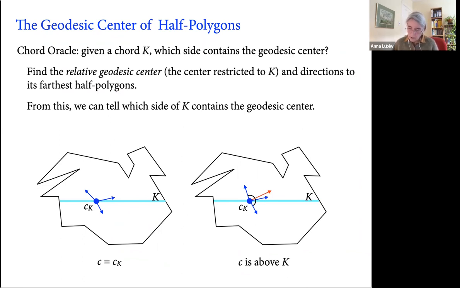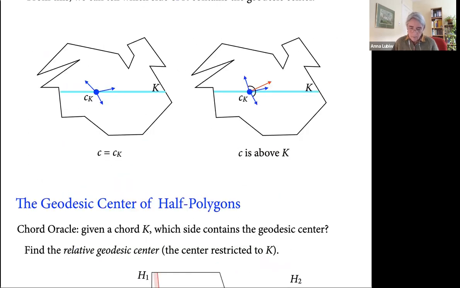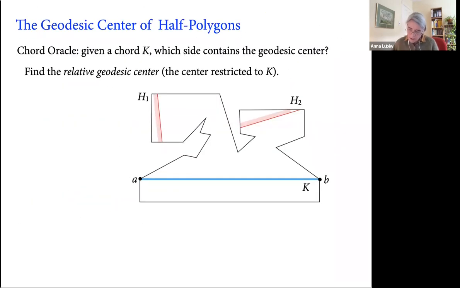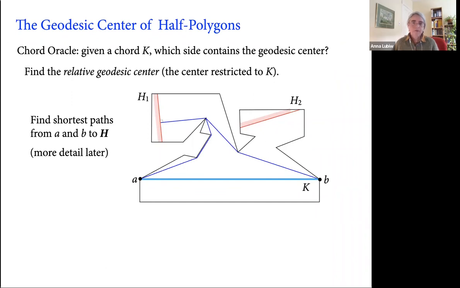Okay, so how do they do that? The idea is the following. They have their chord going from point A to point B. And the first step is they find shortest paths from these two endpoints to all the sites. In our case, to all the half polygons. In Pollack et al.'s case, originally it was just to the vertices, but we're doing half polygons. I haven't drawn all the shortest paths to everywhere. I've only drawn two of them, the shortest paths to H1 here.